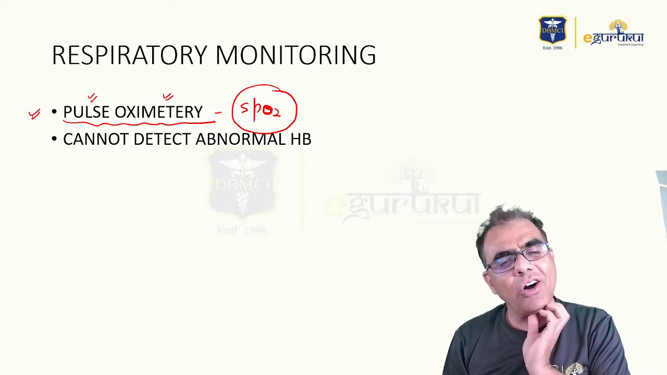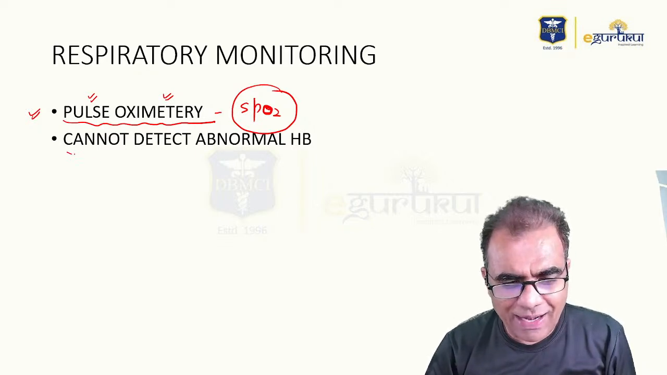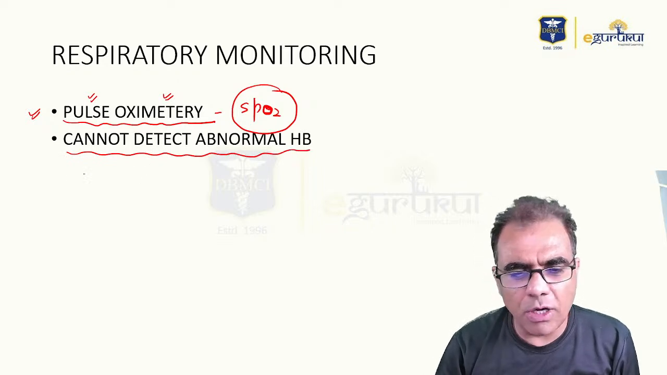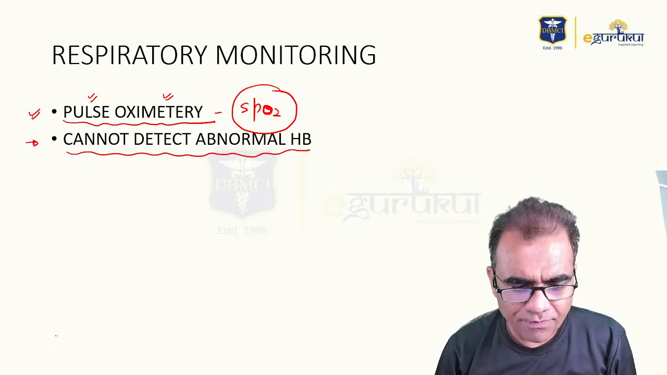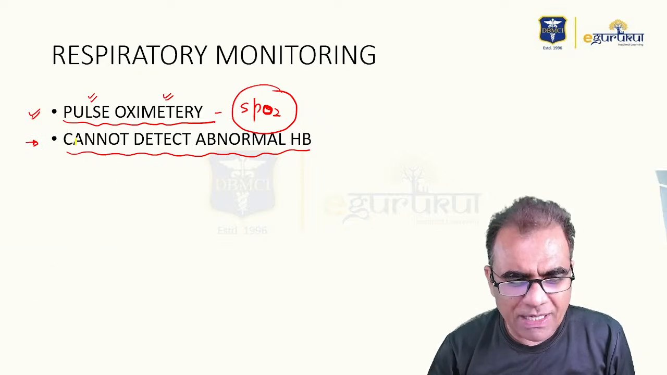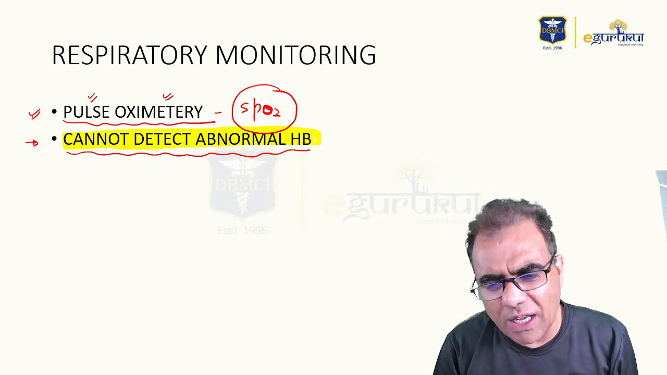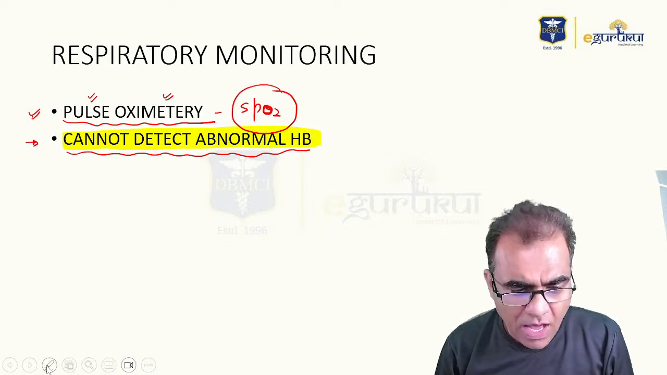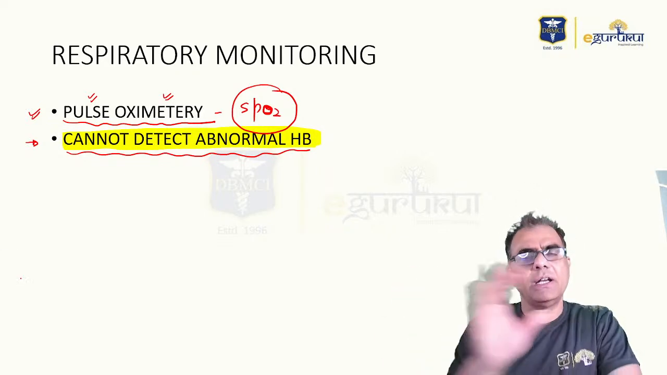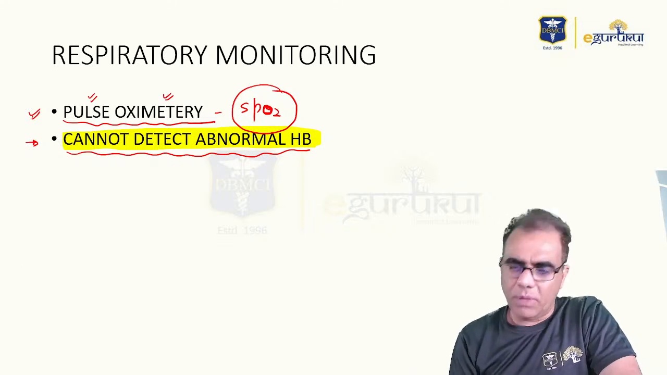The limitation of these pulse oximeters is that they cannot detect abnormal hemoglobin. So this is a big limitation. If the patient is suffering from other kinds of hemoglobin, meaning carboxyhemoglobin, sulfhemoglobin, methemoglobin, these pulse oximeters cannot detect the abnormal hemoglobin.